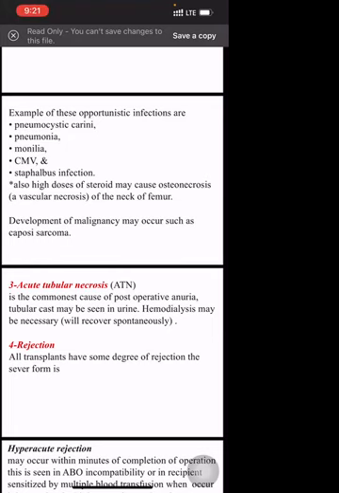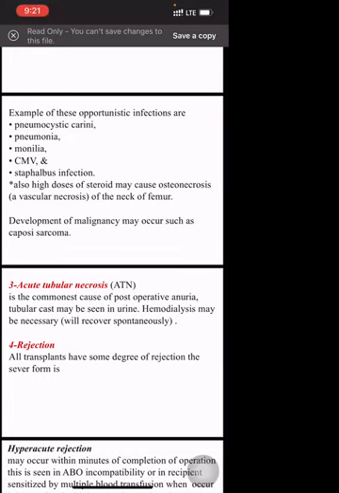Epstein-Barr virus, cytomegalovirus, and staphylococcal infection. Okay, also high doses of steroid may cause osteonecrosis, avascular necrosis of the neck of the femur.